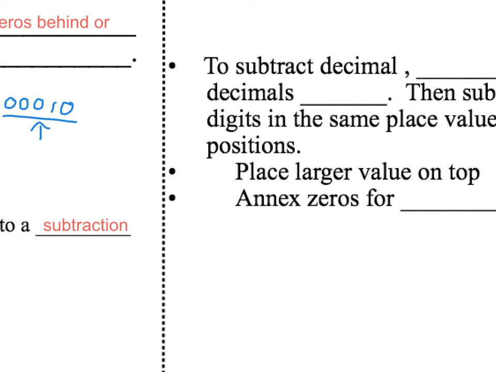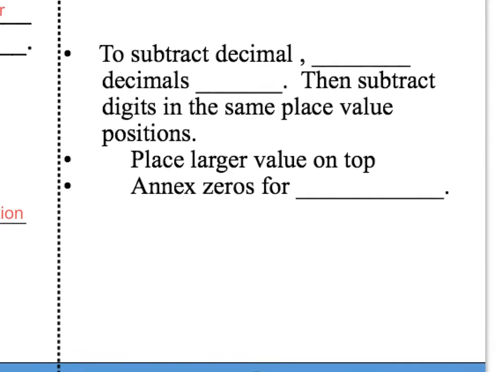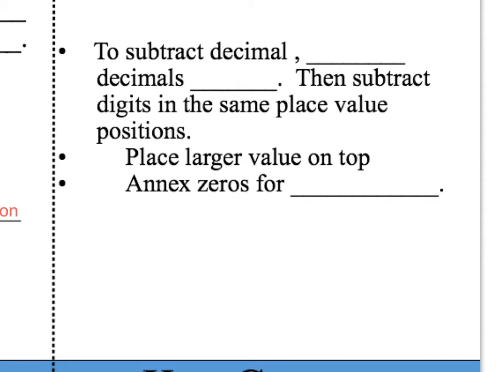So let's move over to the key concepts. We are going to talk about subtracting decimals. So in order to subtract decimals, we need to line up decimal points. Then subtract digits in the same place value positions. Be sure to place the larger value on top when you're subtracting. And finally, annex zeros for your problem.